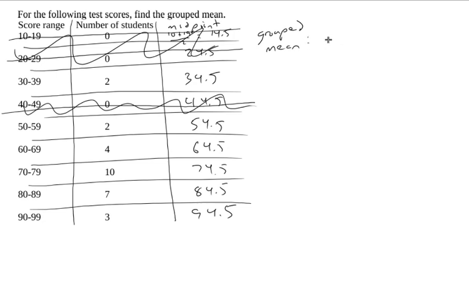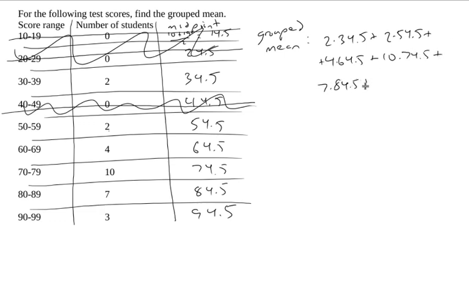My grouped mean here is going to be 2 times 34.5, plus 2 times 54.5, plus 4 times 64.5, plus 10 times 74.5, plus 7 times 84.5, plus 3 times 94.5. I'm going to divide all of that by the number of students. There's 2 plus 2 plus 4, that's 8, 18, 25, 28 students.